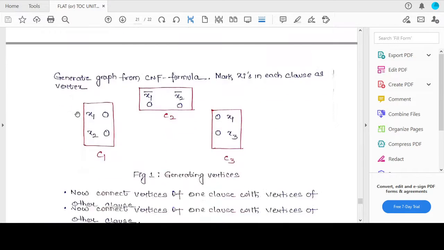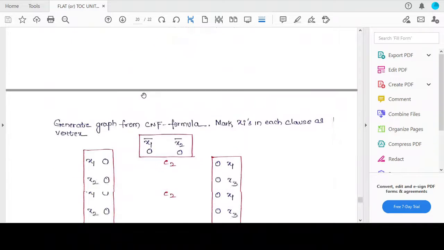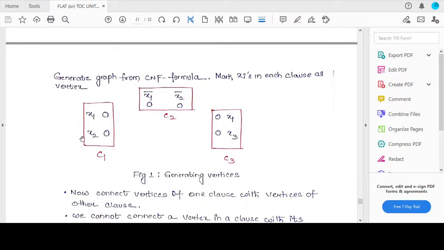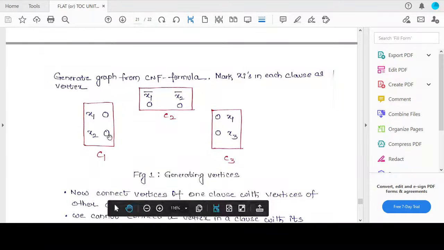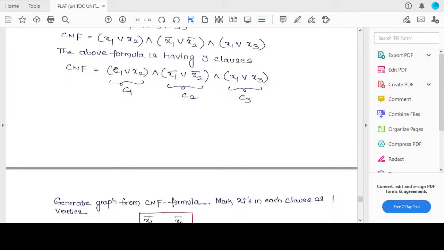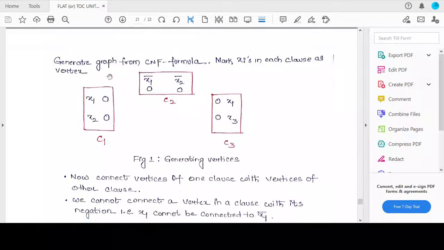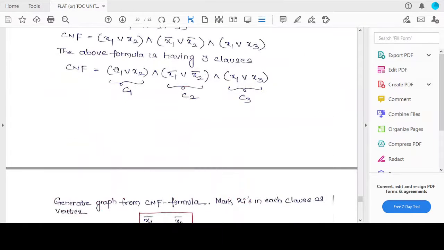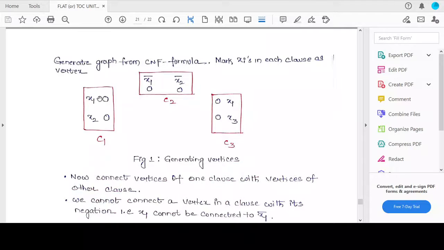Now we have to generate the graph from these clauses. I have taken clause 1, C1. In that, what are the boolean variables I am having? x1 and x2. So I am converting each variable into a vertex. The variable x1, I am considering as vertex x1. Next, x2 is a boolean variable, and I am considering it as another vertex in clause 1.